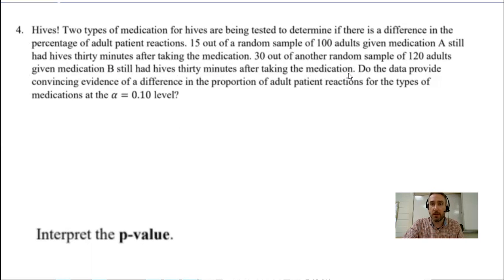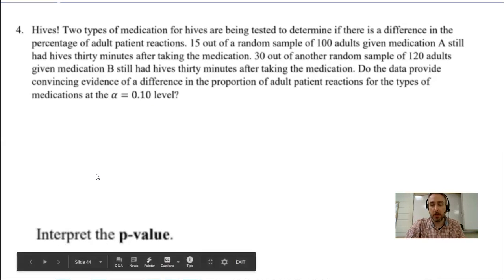Remember, this is an experiment, so you want to have control over this so they have the same amount of time. Do the data provide convincing evidence of a difference in the proportion of adult patients' reactions for the types of medications at the alpha equals 0.10 level? So that alpha level is 10%. So the probability of making a type 1 error is higher, remember? So let's interpret the p-value. We'll do that last.